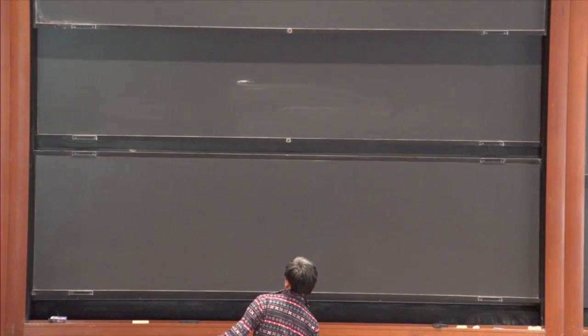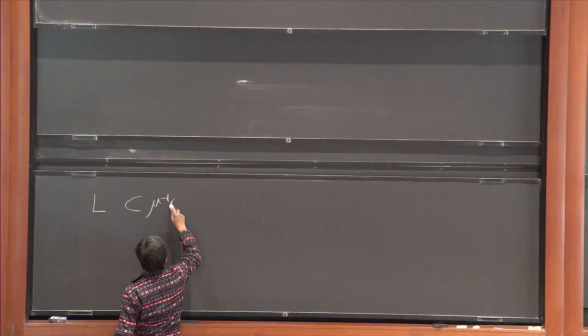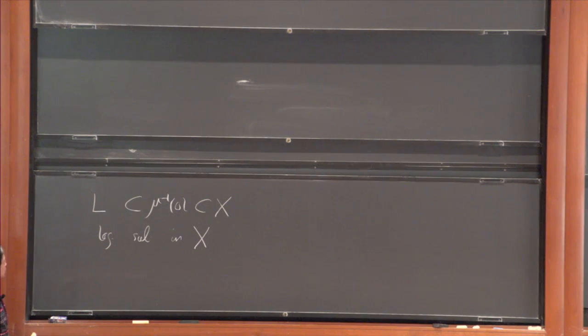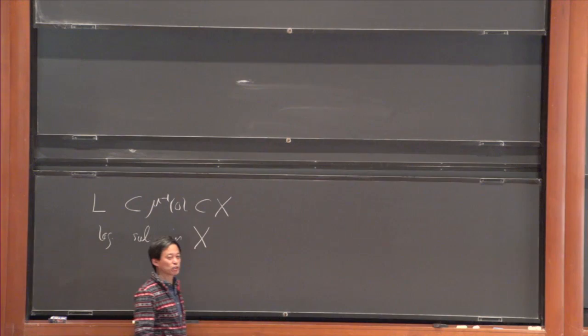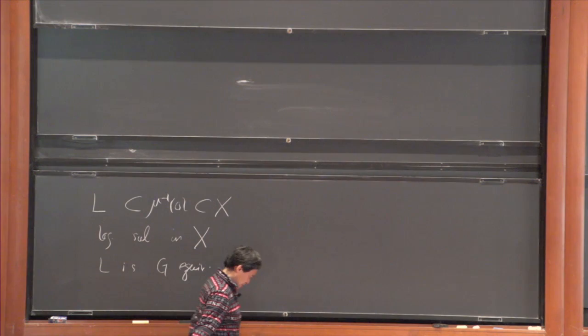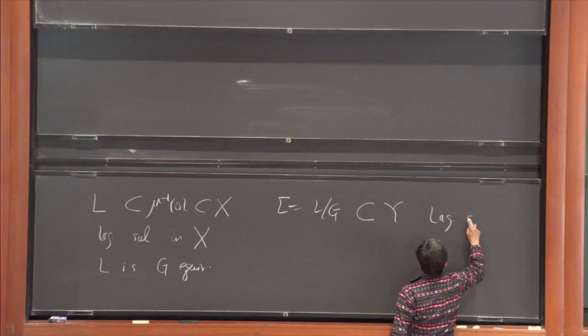So first of all, we consider the following Lagrangian submanifold. L is a submanifold in mu inverse 0, which is in X, and this is supposed to be a Lagrangian submanifold in X. So we consider a Lagrangian submanifold in X, in the case when it happens to be contained in the inverse image of the moment map, zero. And we assume that L is G-equivariant. Then L bar is L divided by G, and this is a Lagrangian submanifold of Y. So this is our situation.